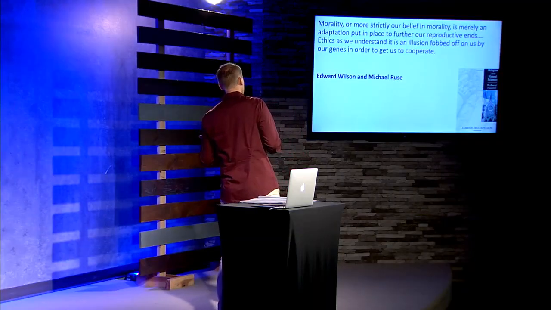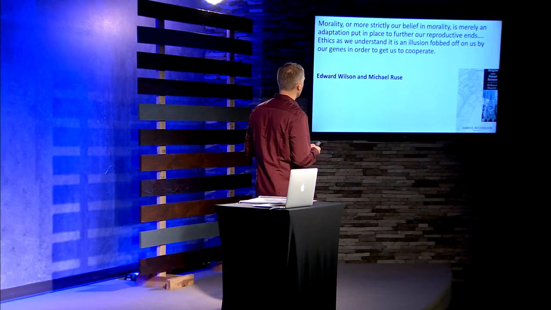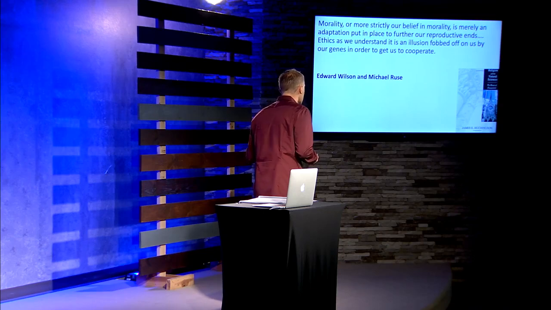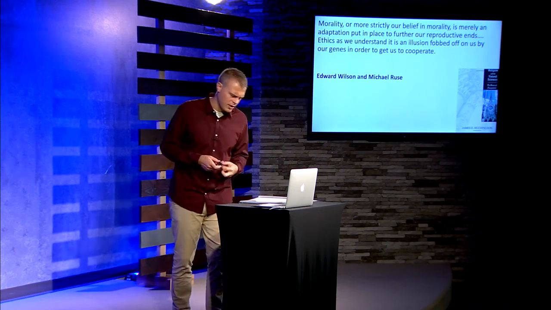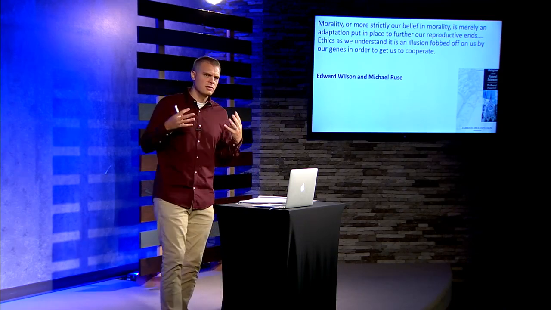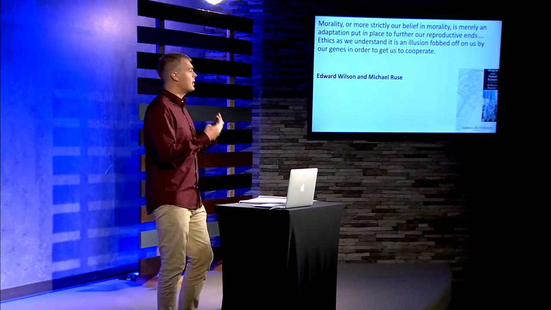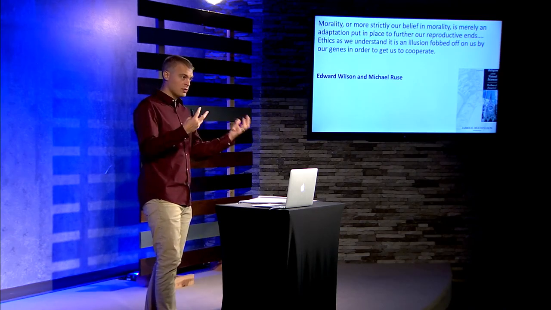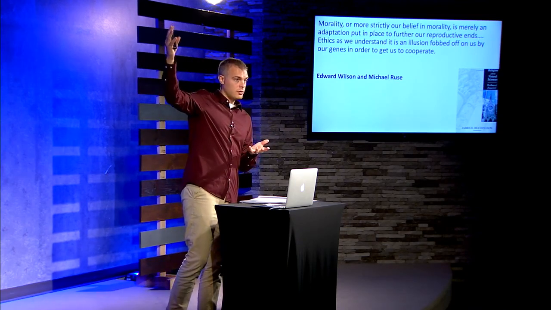Here's how Edward Wilson and Michael Ruse put it. They say morality, or more strictly our belief in morality, is merely an adaptation put in place to further our reproductive ends. Ethics, as we understand it, is an illusion fobbed off on us by our genes in order to get us to cooperate. So the feeling of illusion comes in that the sense of transcendence that accompanies good versus evil is not really connected to anything transcendent.